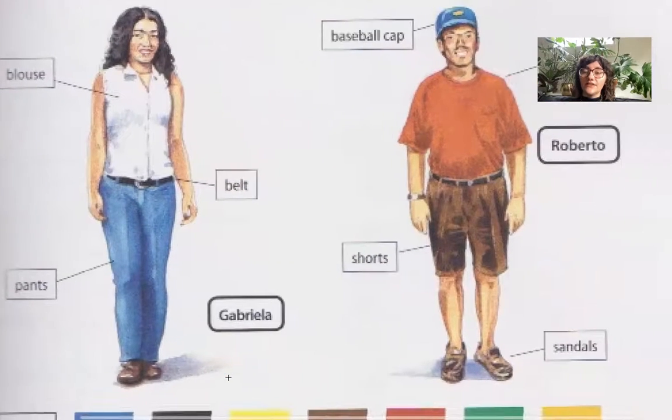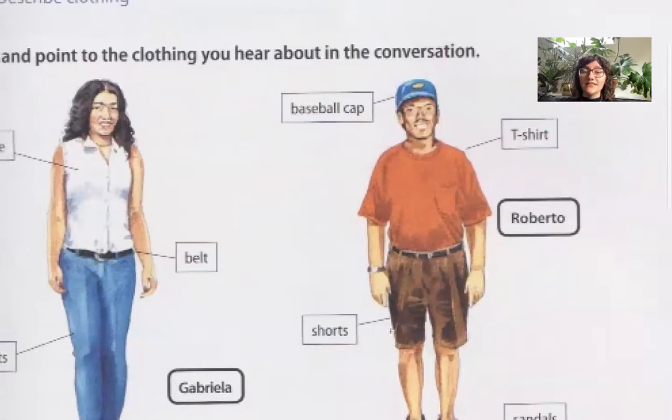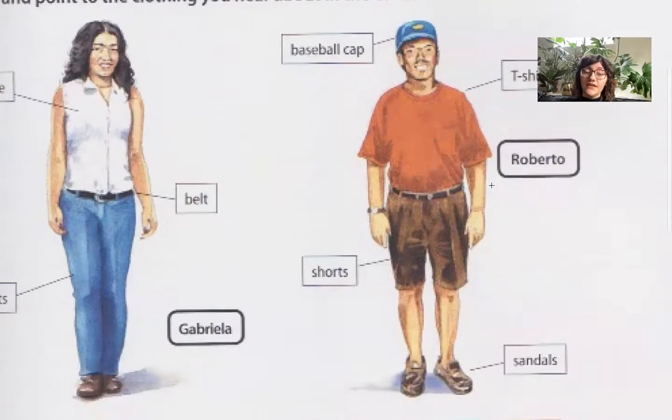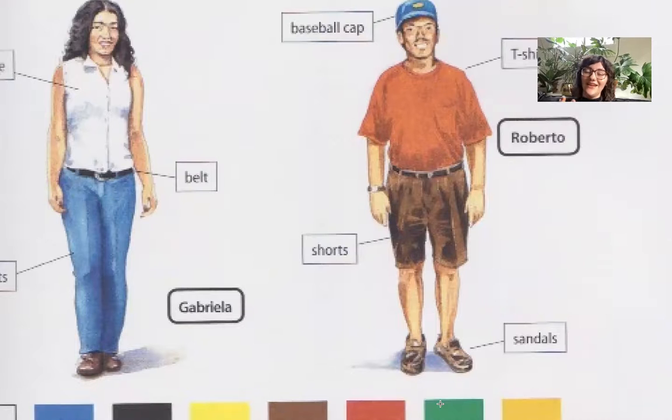And now let's look at Roberto. So Roberto has a baseball cap. A baseball cap is a kind of hat. It's one of the many hats you can wear. And then we have a t-shirt, shorts, and sandals. So in the picture, it doesn't look like he's actually wearing sandals. It looks like he's wearing slip-on shoes, like loafers. Sandals are shoes where you can see your toes. They have open parts on the top of the shoe, so you don't wear socks, right?